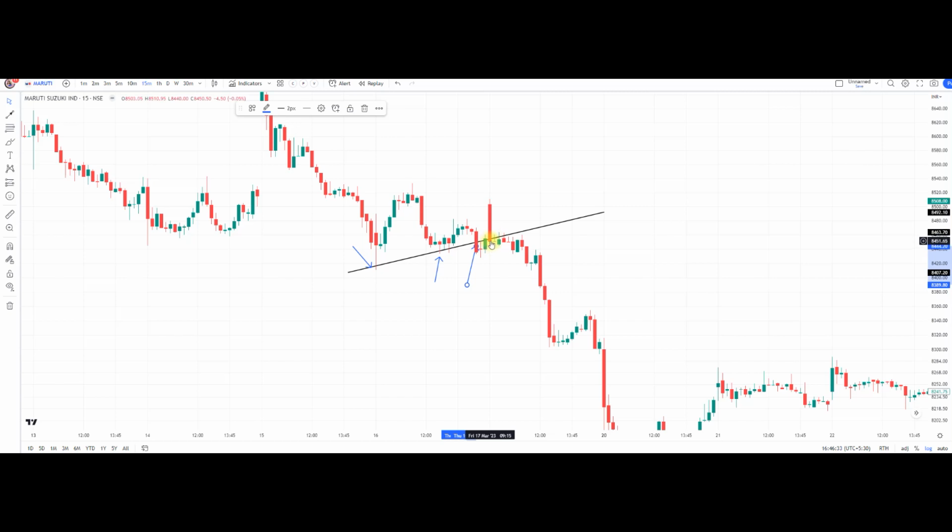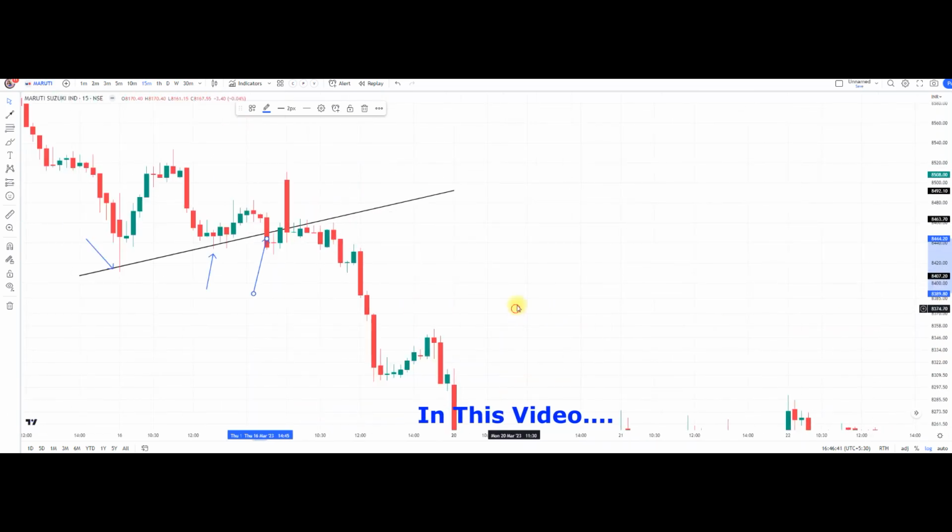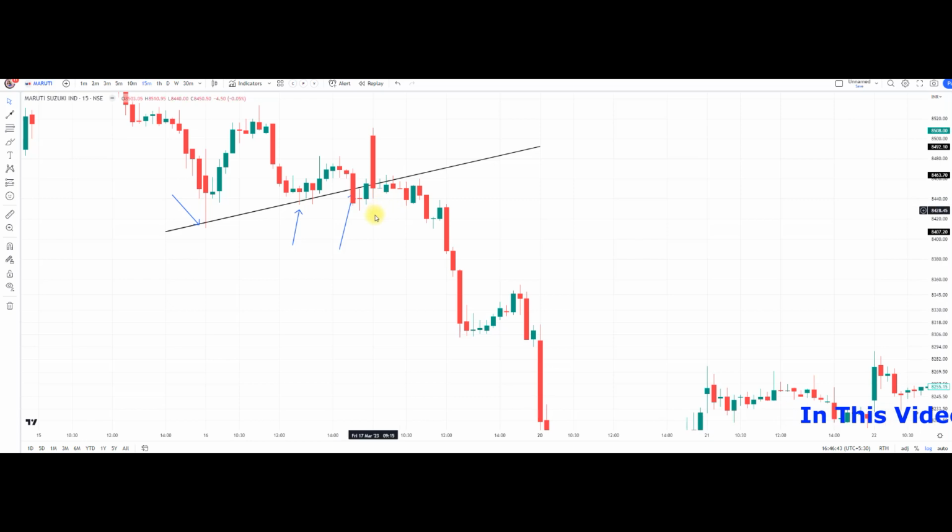And again the next day, the red candle, that is the 9:15 candle, closed below this trend line. So we can look for a selling trade. Below this red candle, one can enter into the sell trade.